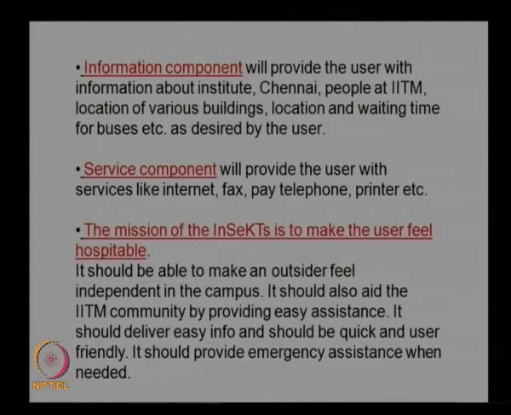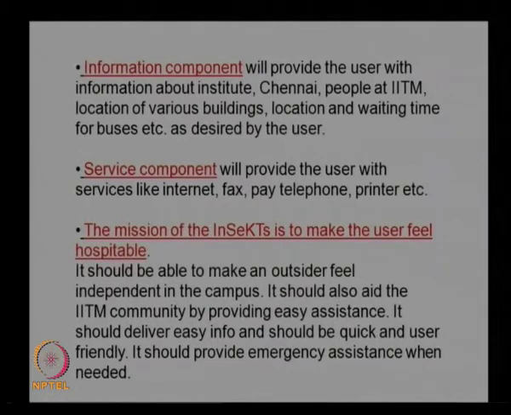Then you have the service component, which will provide the user with services like internet, fax, telephone charges, printer, and paying fees for the students. Looking at these two, we can develop the mission for INSECTS, basically to make the user hospitable in the campus. It should make an outsider feel independent in the campus. It should also aid the IITM community by providing easy assistance. It should deliver easy information, be quick and user friendly, and provide emergency assistance when needed.